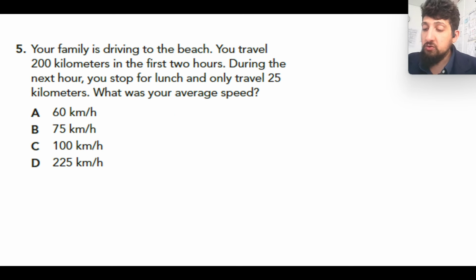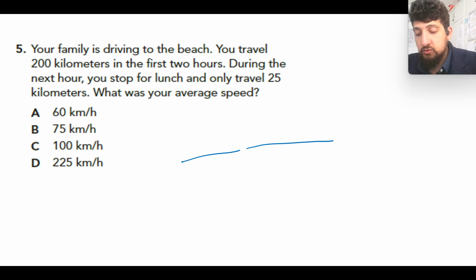Okay, your family is driving to the beach. You travel 200 kilometers in the first 2 hours. During the next hour, you stop for lunch and only travel 25 kilometers. What is your average speed? So remember, when we're talking about average speed, you're talking about speed across the whole journey. So what was the time for the journey? Okay. So we've got 3 hours.